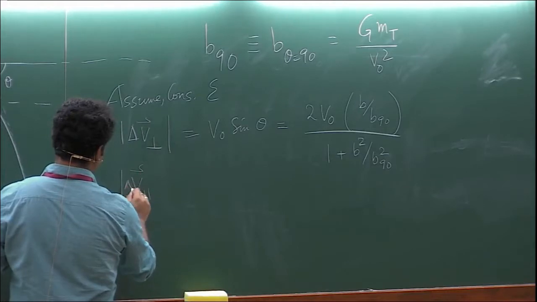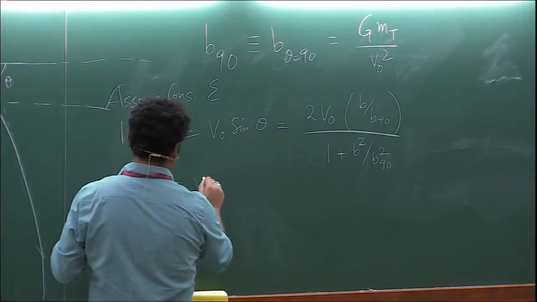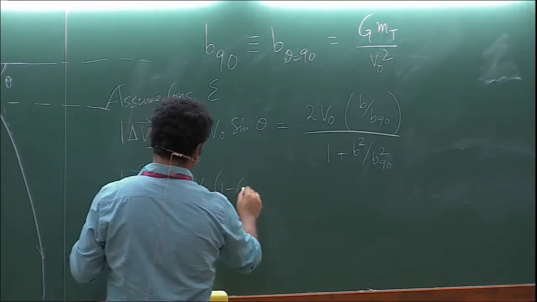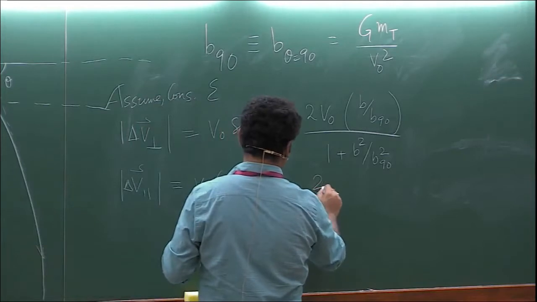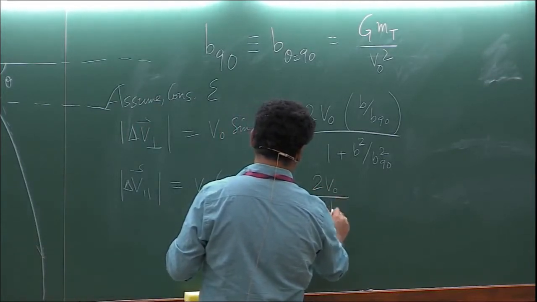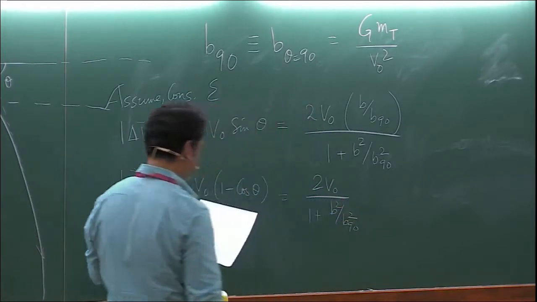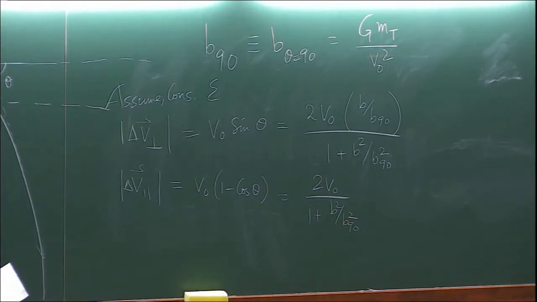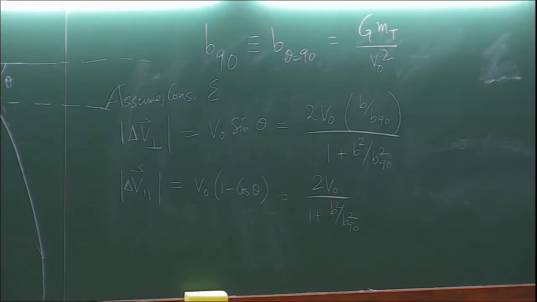And delta V parallel is V0 times 1 minus cosine theta, equal to 2 V0 over 1 plus b squared over b90 squared. This is just algebra. You can look at the geometry of theta and just break it into components.